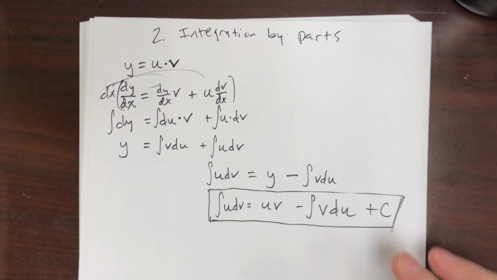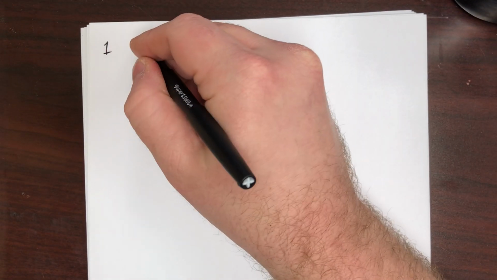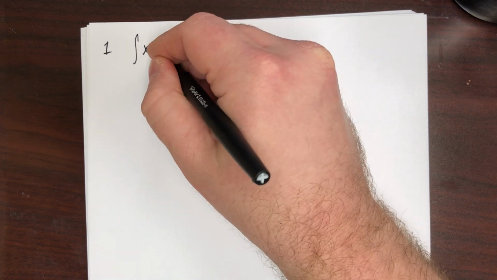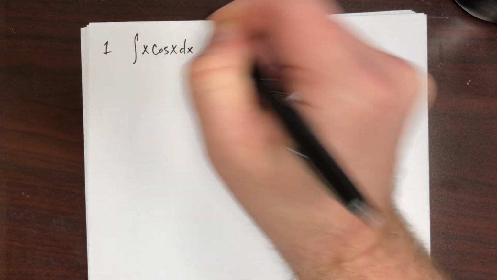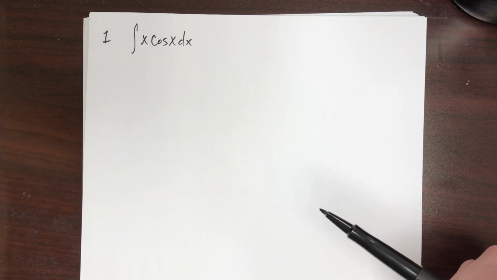So our first example is take the integral of x cosine x dx. Okay, so what we do for this, what our mode of thinking is, we go, okay, I've got two things multiplied together.